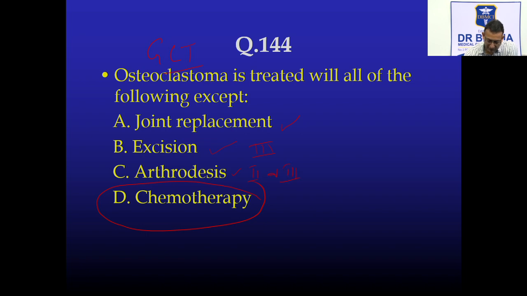Joint replacement can be done in stage 2 or 3. But chemotherapy has no role in the treatment of GCT. So, the answer to this question is going to be D, the chemotherapy.